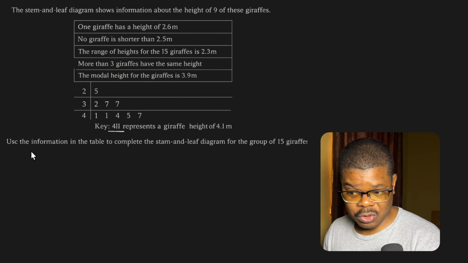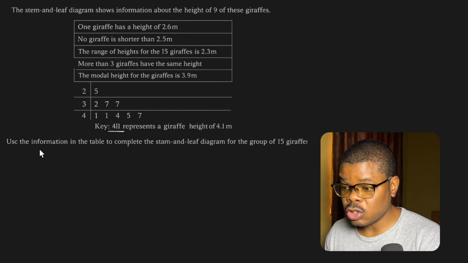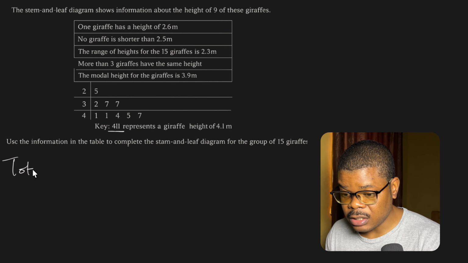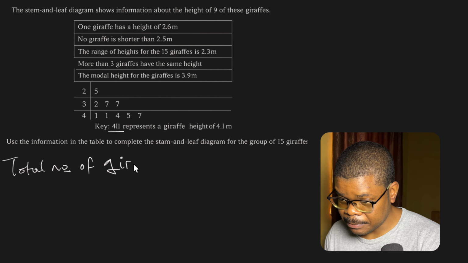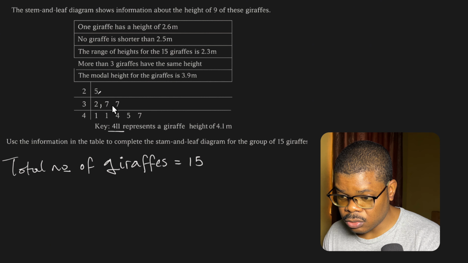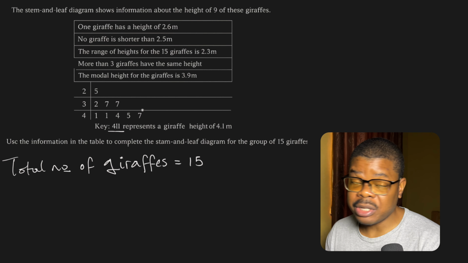So we are asked to use the information in the table to complete the stem and leaf diagram for the group of 15 giraffes. So the first thing we need to know is that the total number of giraffes is 15. All right, so far we have 9. That is 1, 2, 3, 4, 5, 6, 7, 8, 9. We have 9 giraffes. So let us use the information to find the remaining 6.